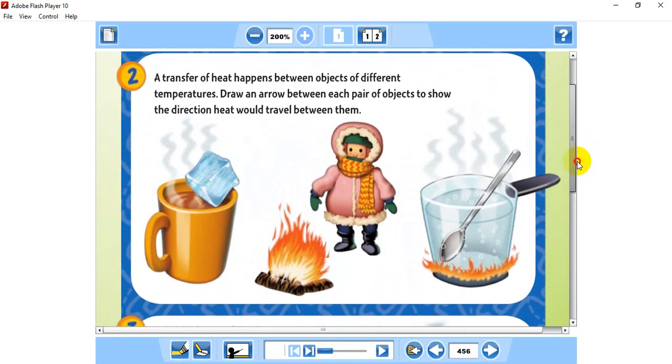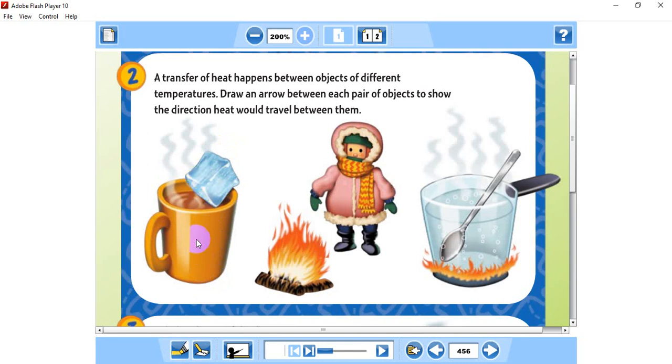Here they're asking you now to draw a transfer of heat. You have to draw the transfer of heat as an arrow. You have to draw an arrow from where exactly? Where should it point to? You have to draw it from the beginning to the end, but from where to where? Which one is the starting point and which one is the end point?